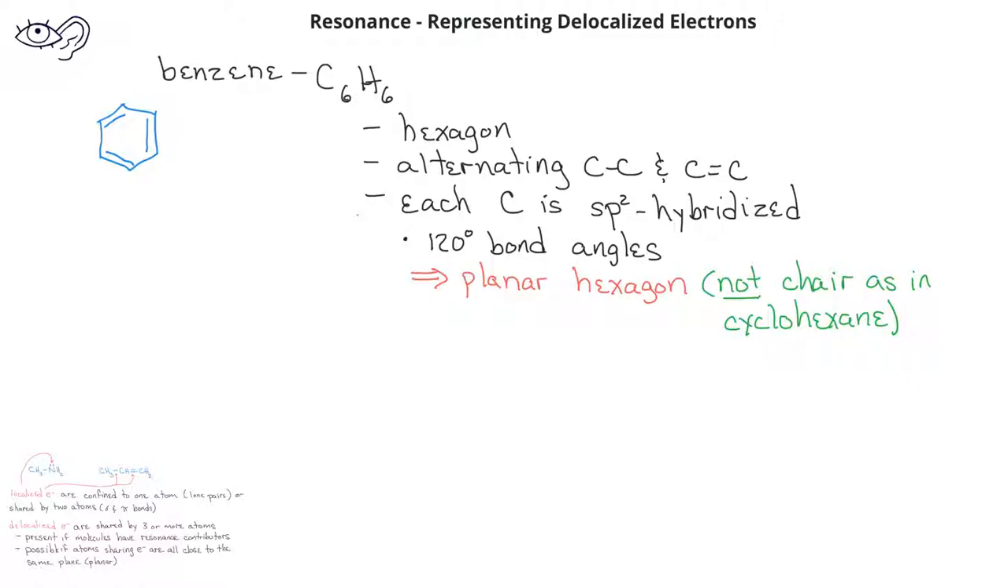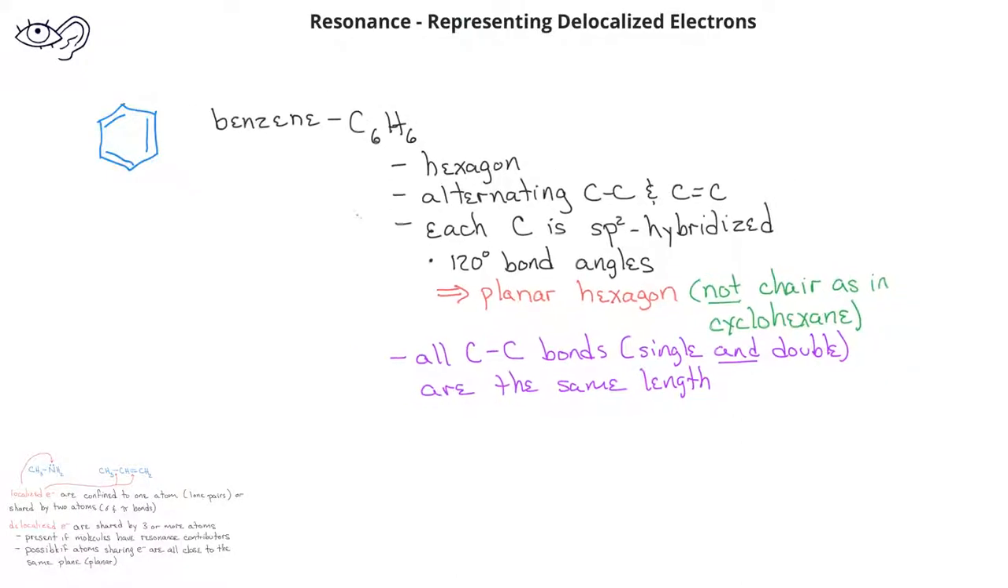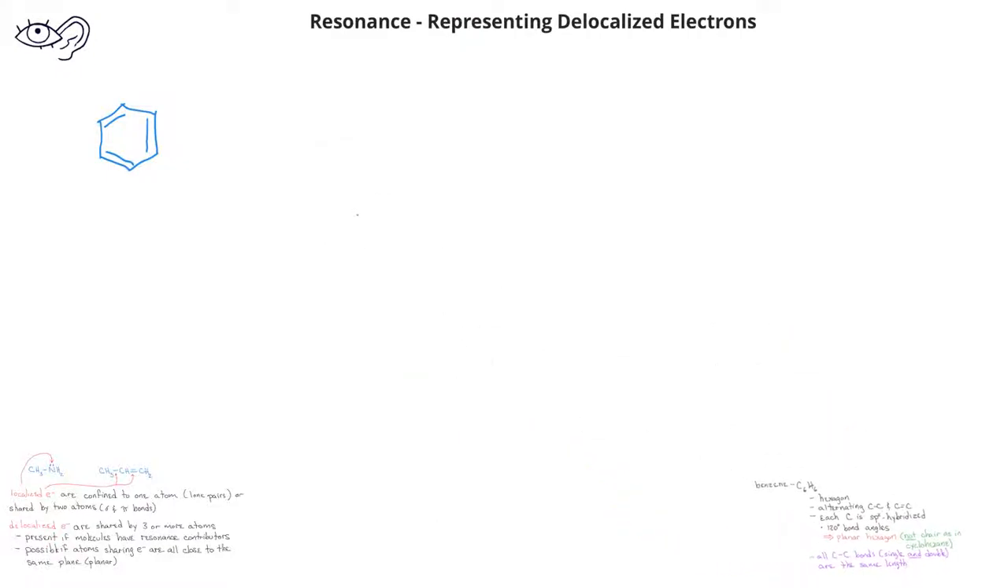Another interesting fact to note about benzene is that even though we drew the structure with alternating single and double bonds, and we know that double bonds are typically shorter in length than single bonds, when we look at the actual benzene molecule, we notice that each carbon-carbon bond is equal in length. We can explain this by writing different resonance forms.